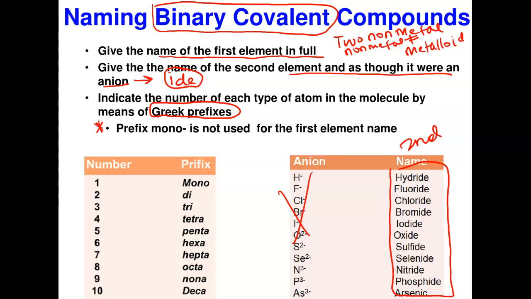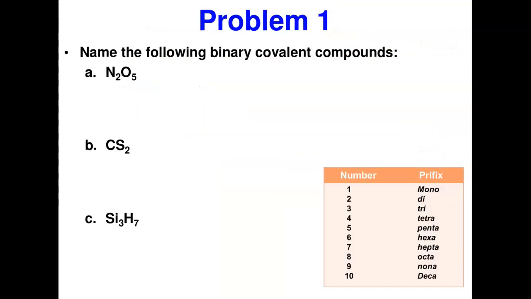One last thing I need to say again is that the prefix mono is not used for the first element. If the first element only contains one atom, you don't have to use that prefix. You just say the name of the element. You don't need to put di or tri. You don't have to put mono because we know it is one already. So by practicing this, we're going to see some examples here.